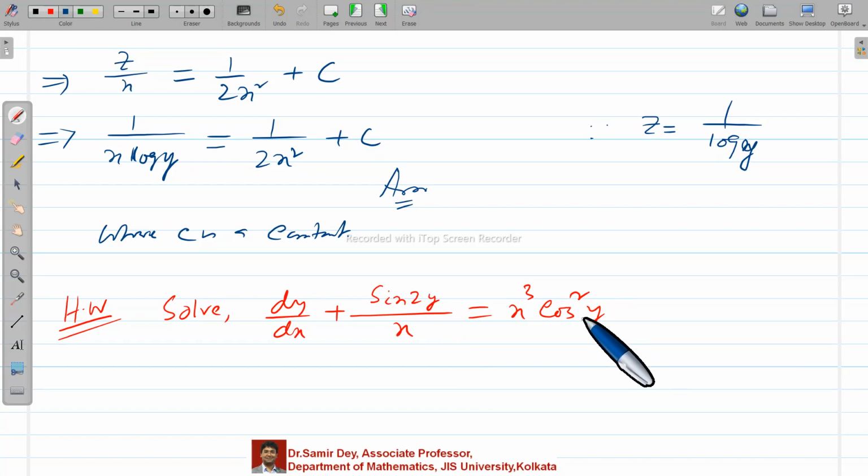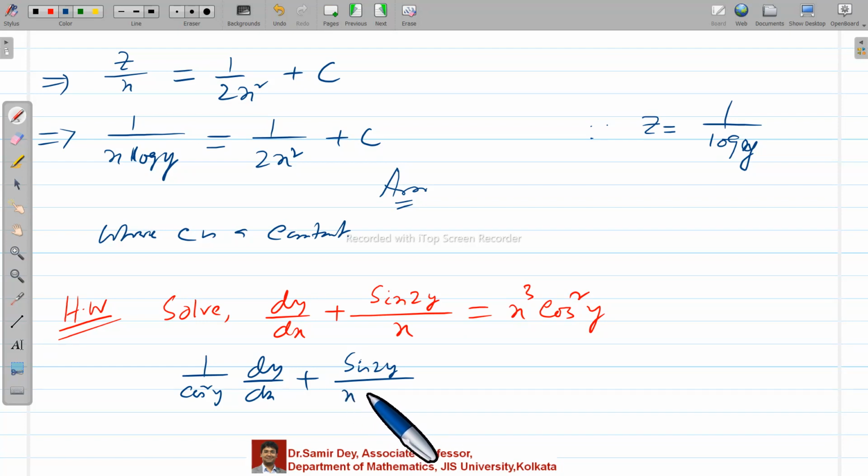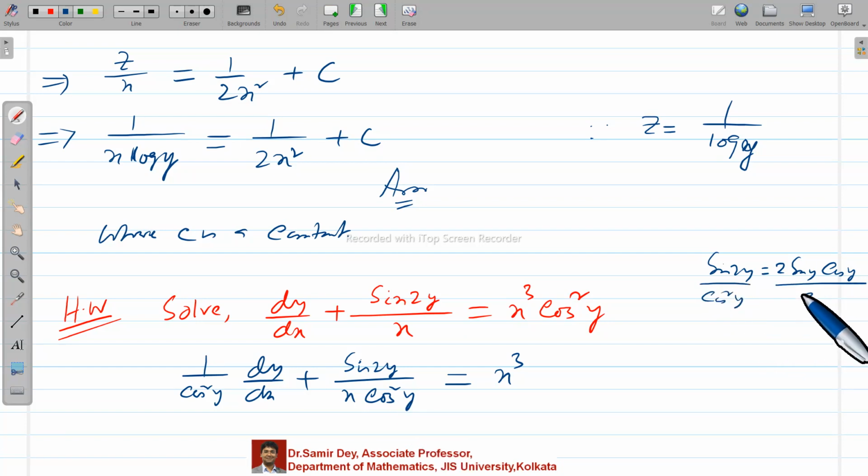Now you can write down one part, I can help you. That is 1 by cos square y dy/dx plus sin 2y by x into cos square y is equal to x cube. So that part you should simplify. Now please check sin 2y, what is the value? 2 sin y cos y. Now you may write sin 2y as 2 sin y cos y, and you divide by cos square y. If I divide by cos square y, what is coming up? Basically, it is coming 2 tan y.